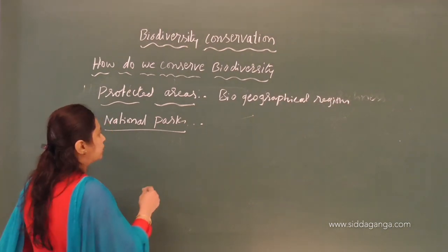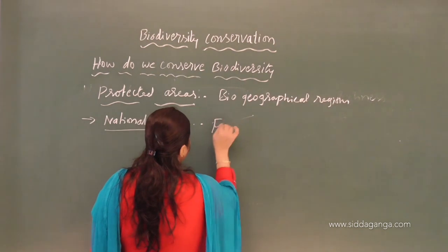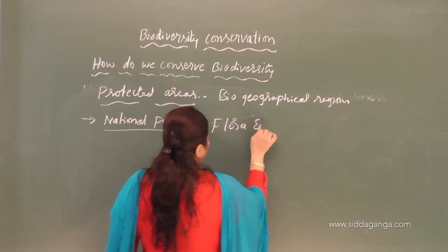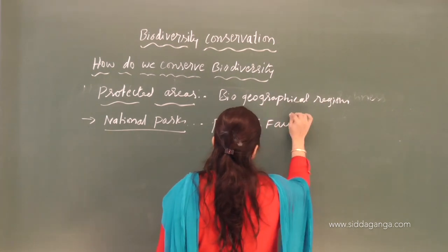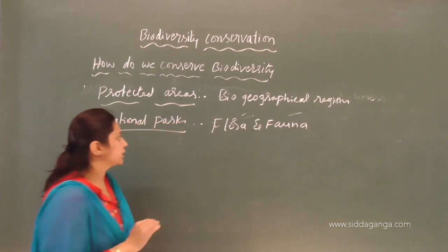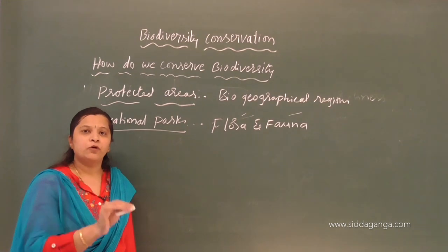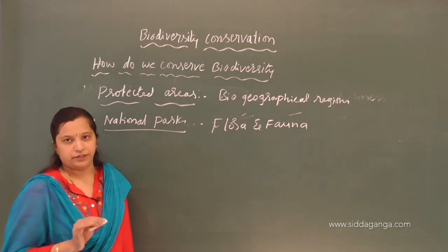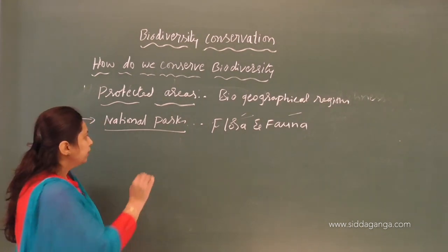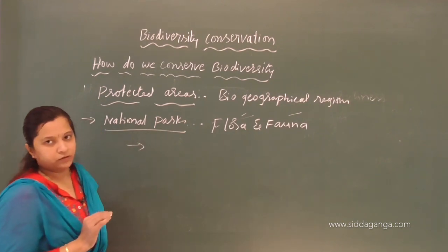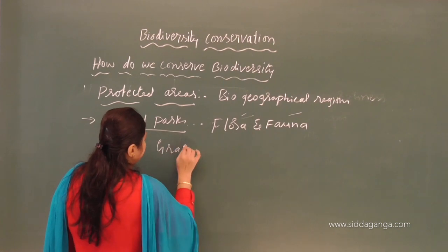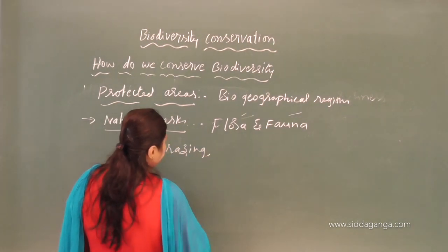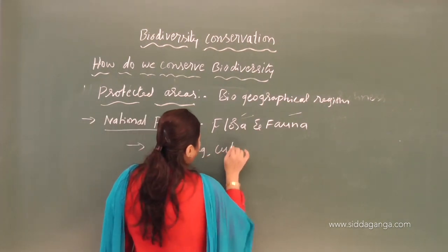So here in national parks, both flora as well as fauna are protected. Flora means plants, fauna means animals. And here, human activities like grazing or cultivation.